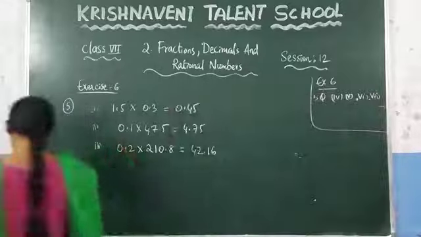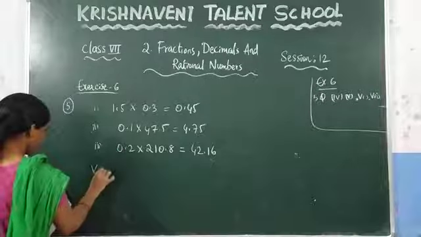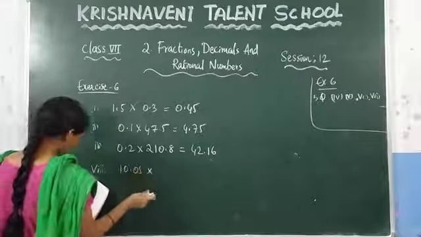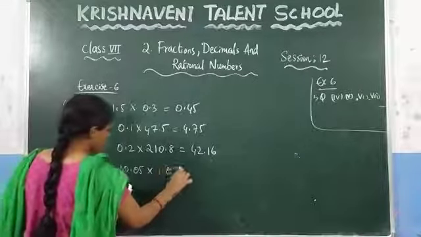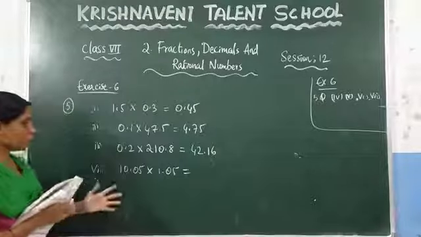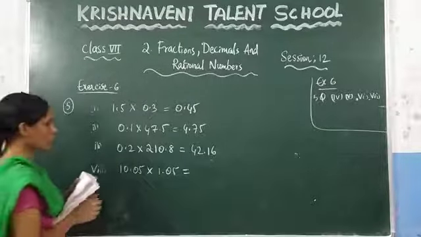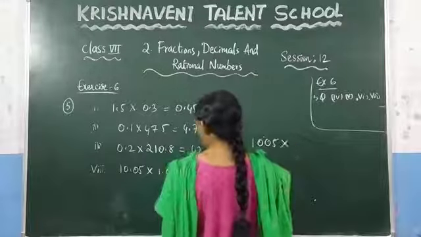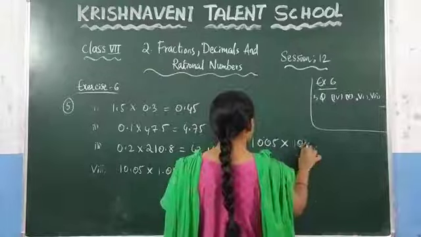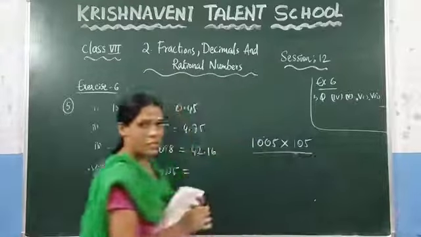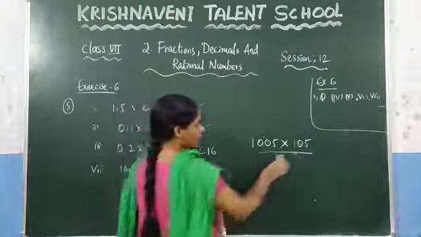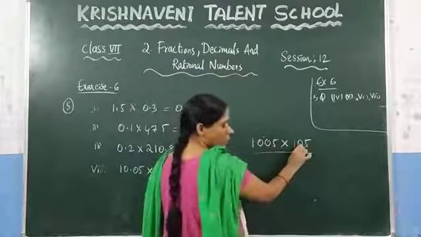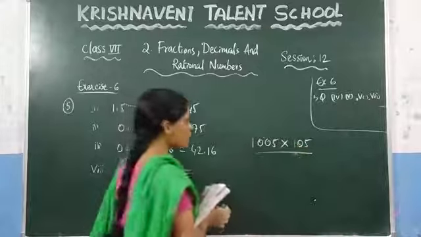So what is the eighth question given here? 10.05 into 1.05. So you need to find this value. So leave the decimal point. So what you get here? 1005 into 105. You need to make the product of these values, and you know how to do the calculation. First you need to multiply 5 to this number, and after that you need to multiply with 0, and after that you need to multiply with 1.